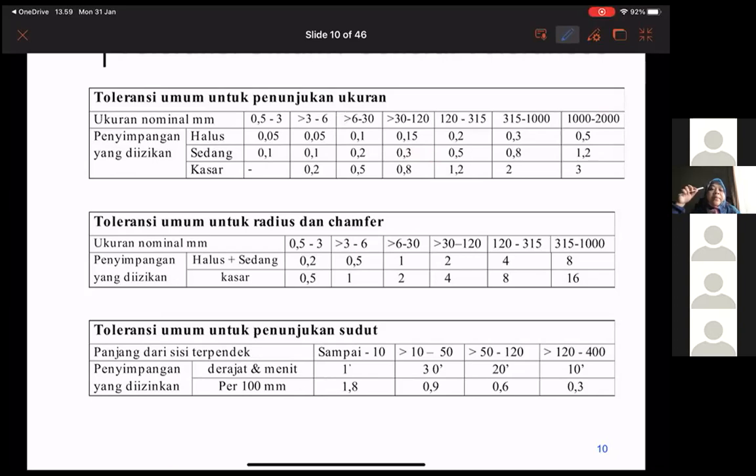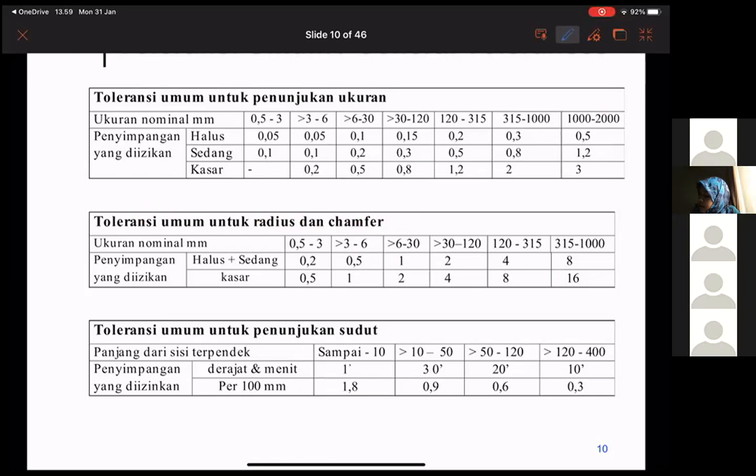Okay, and then yeah, so maybe the tolerance will affect the quality and also the value, harga, the value of that, or the price as well. Okay, and then this one is the tolerance for the radius and a chamfer.